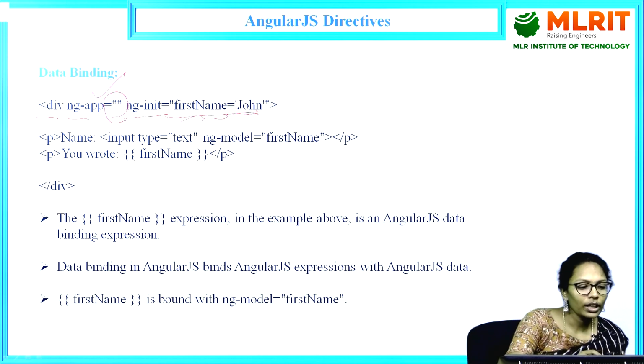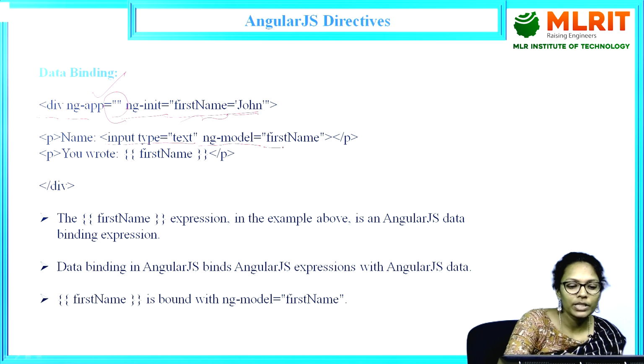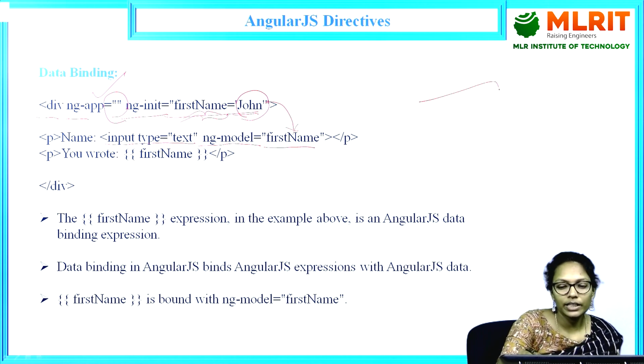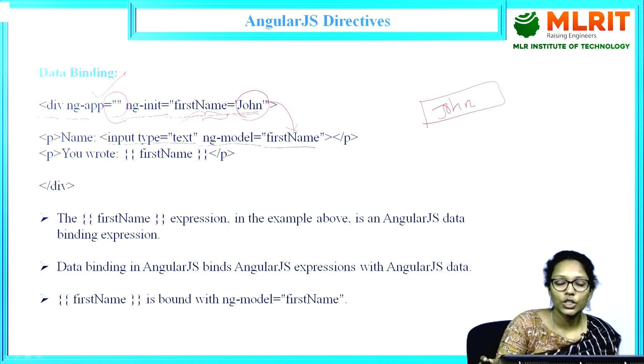So now what I'm doing here, I'm just creating a text field. For the text field, I'm giving a model name. So ng-model name is equal to first name. So what is the first name actually? John. The same thing will be displayed as an initial value in this text field. That means a text field will be created and in this, what is the value? Initial value, it is John.